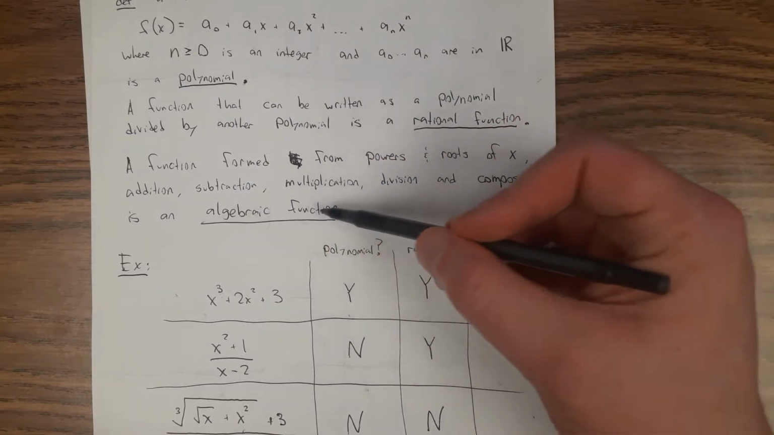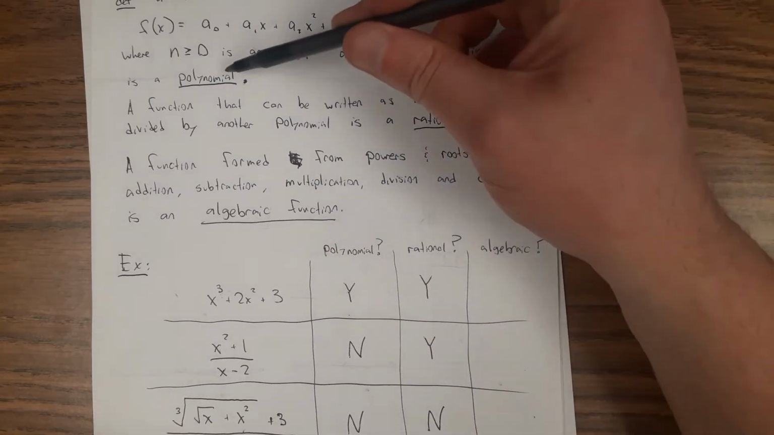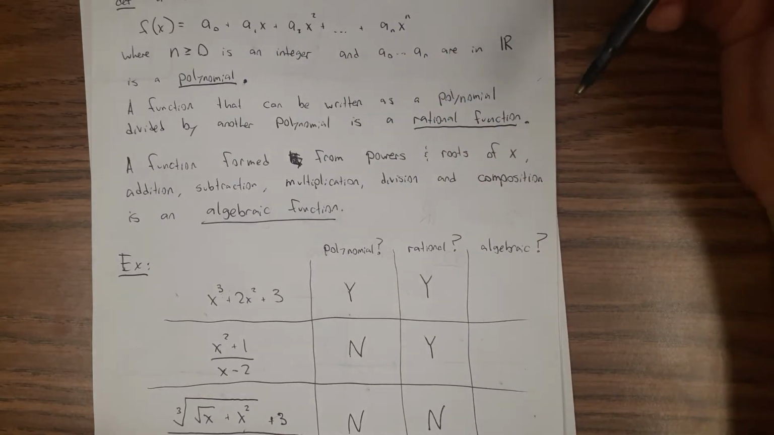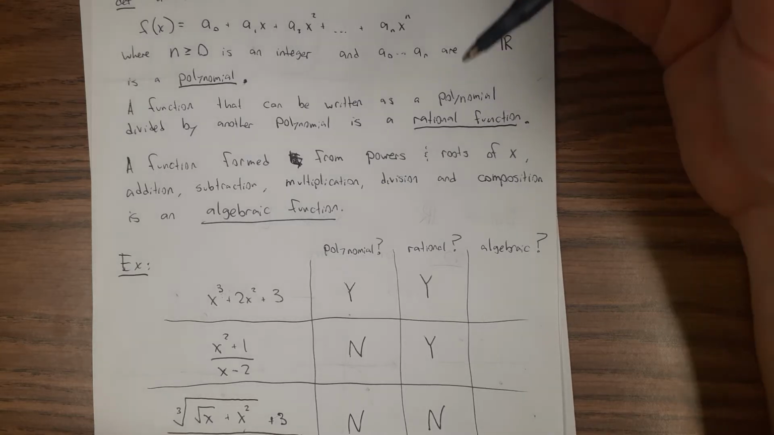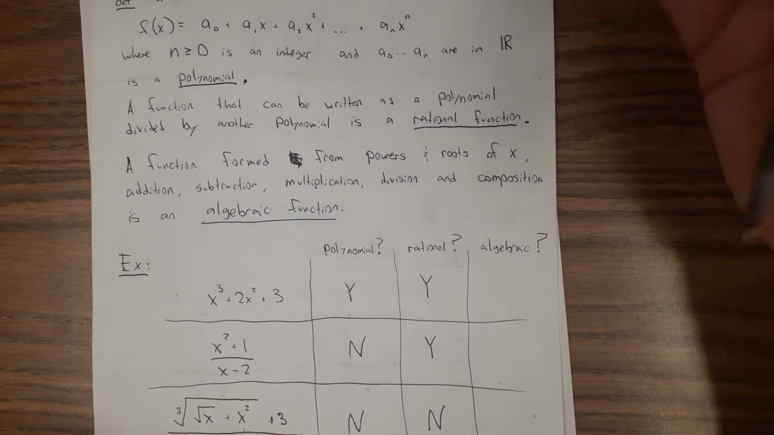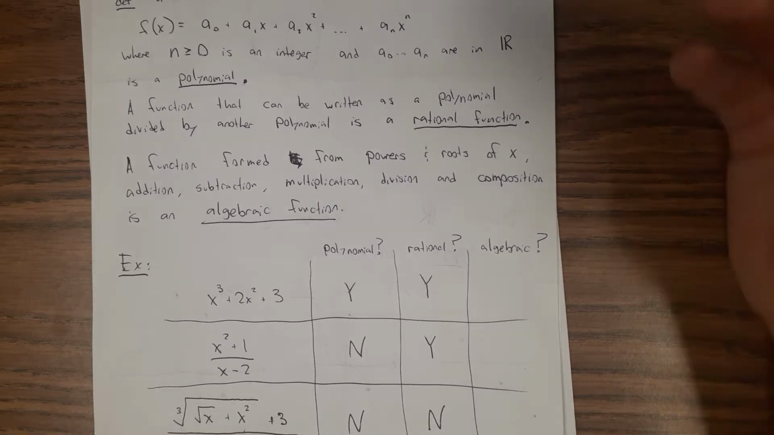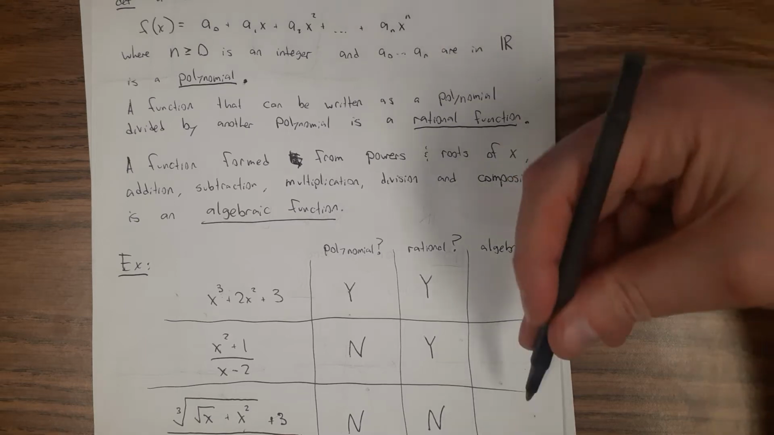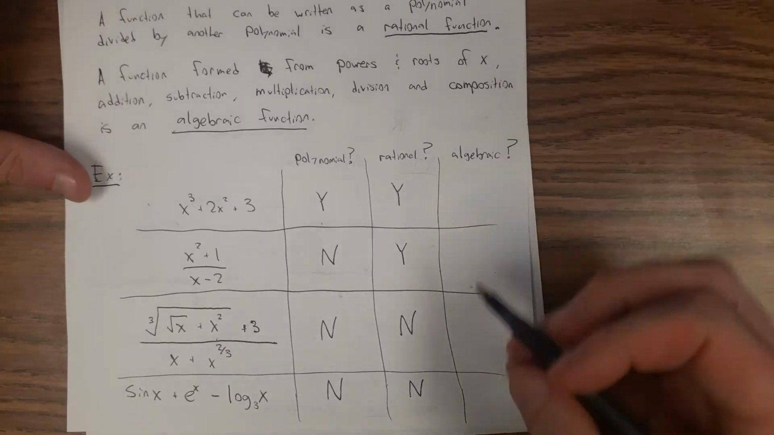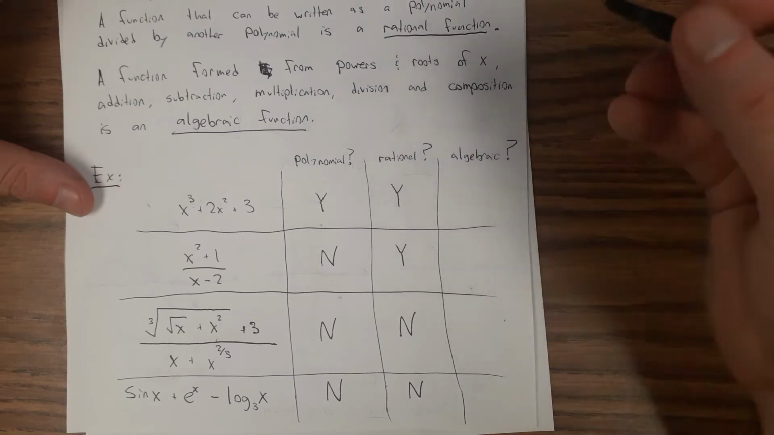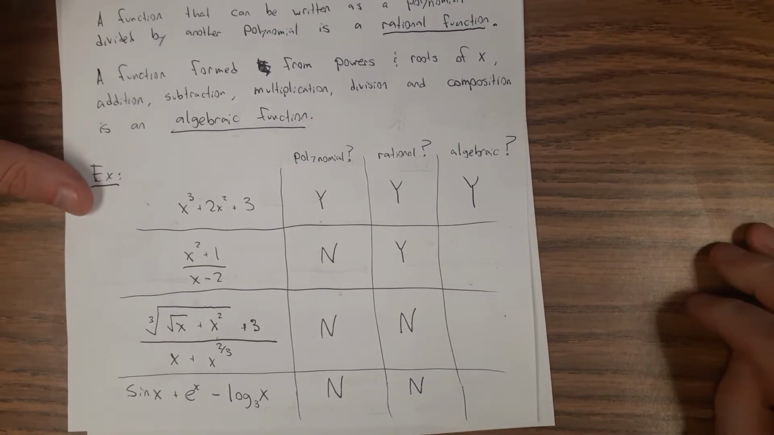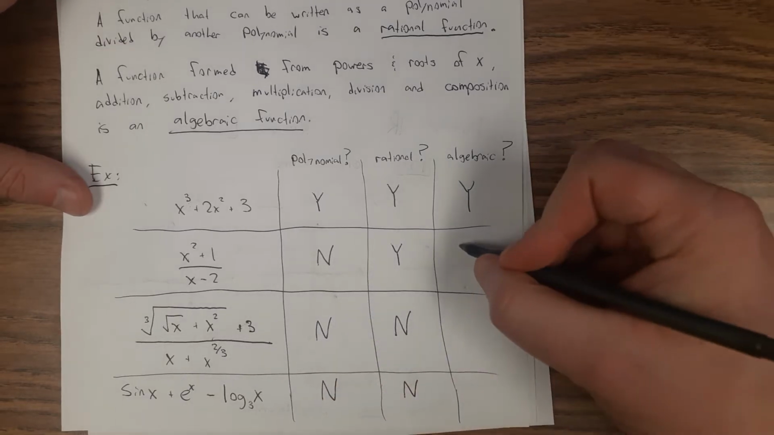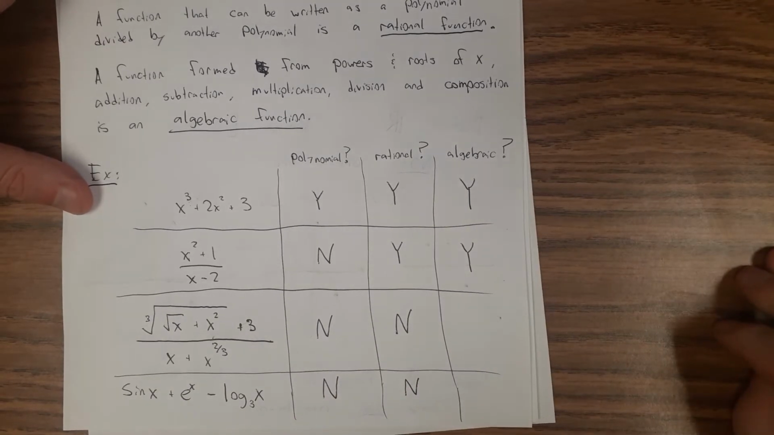Algebraic functions also allow me to divide. So if polynomials are algebraic and I'm allowed to divide, then rational functions are also algebraic, because a rational function is just a polynomial over another polynomial. So if the top is algebraic and the bottom's algebraic, then the whole thing's algebraic. So that makes some of this easy. Polynomials, rational functions, automatically algebraic. This one wasn't a polynomial, but it was rational, so it's automatically algebraic.